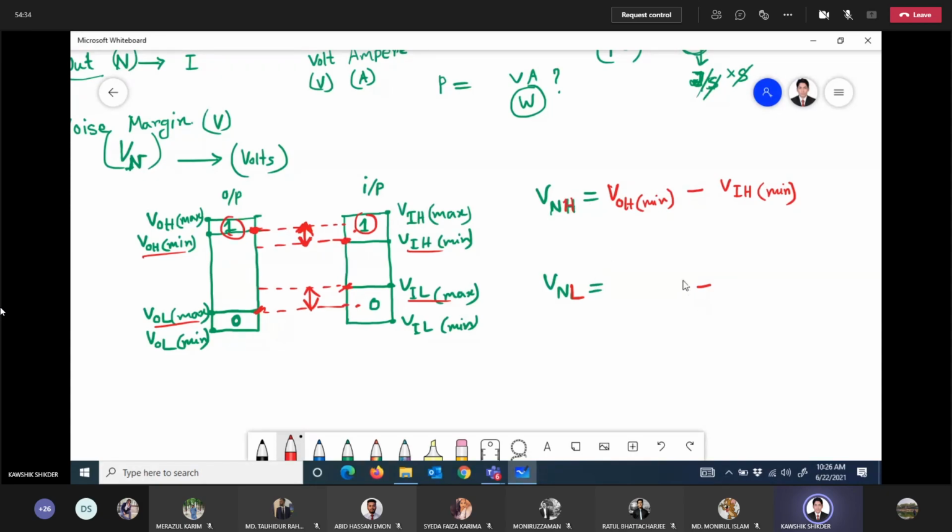Now write down the equation for the low state. Very simple. Just the upper one minus the lower one. VIL max. VIL max or VOL max first? Sir, VOL max. Upper one minus lower one. VIL max minus VOL max. Okay, this is the high state noise margin and the low state noise margin. If you have any confusion, then you can ask.